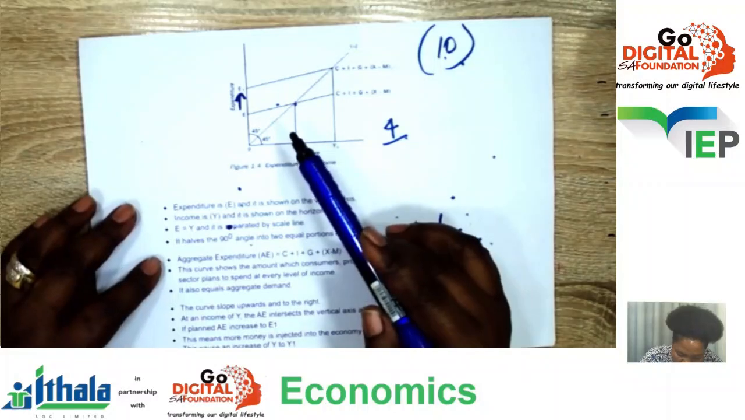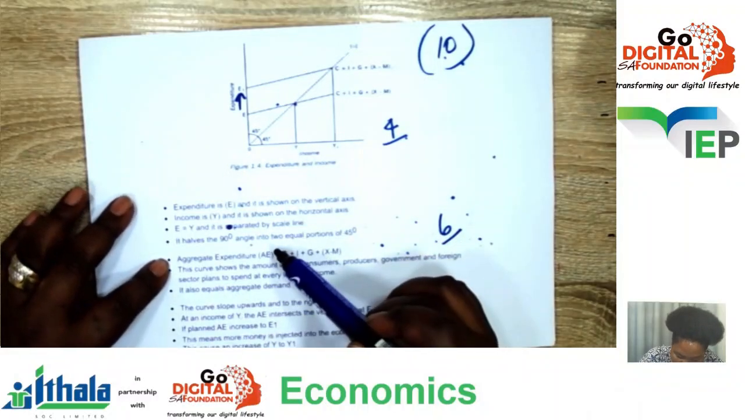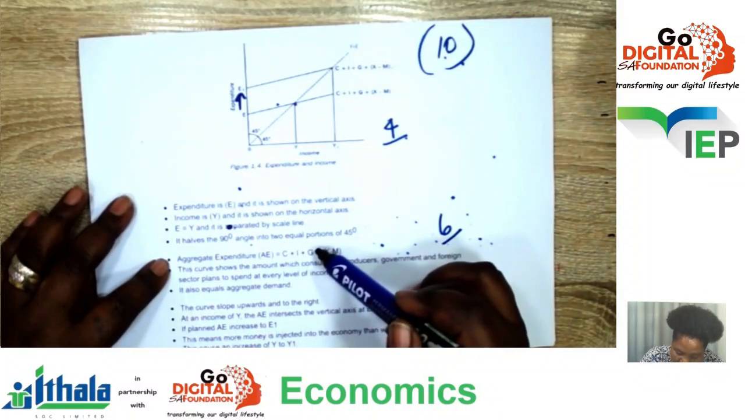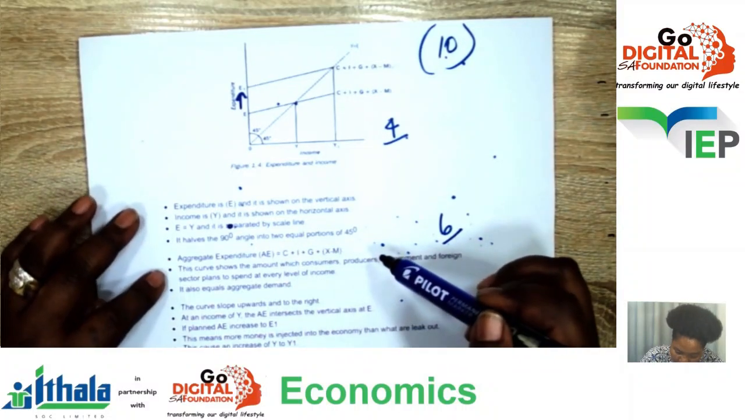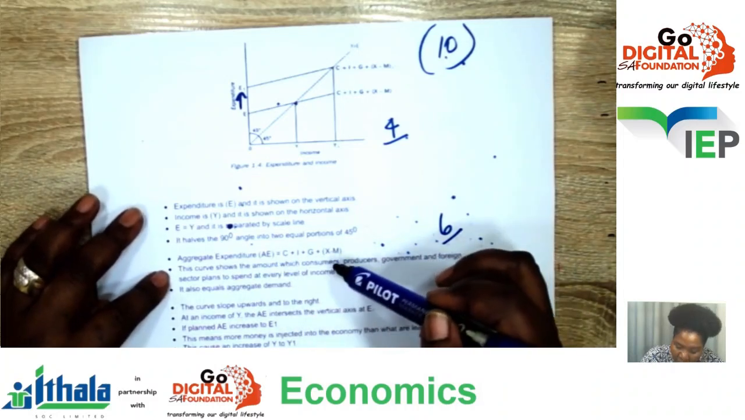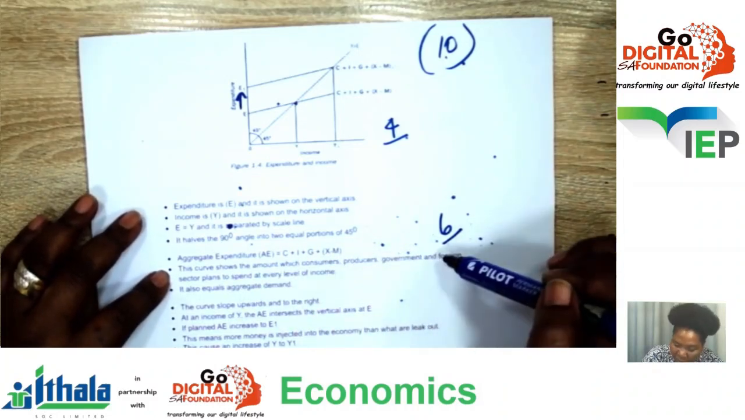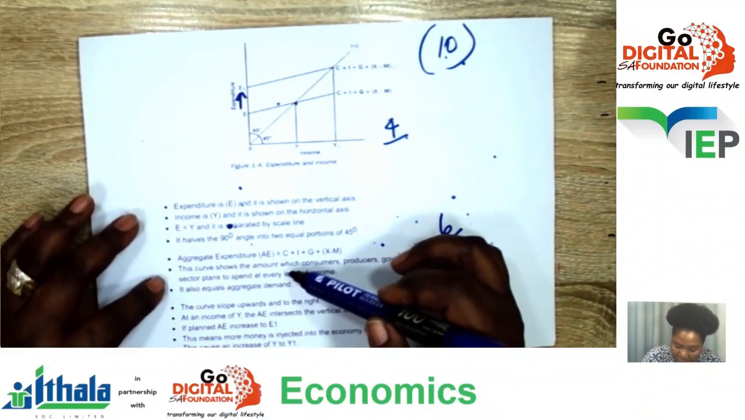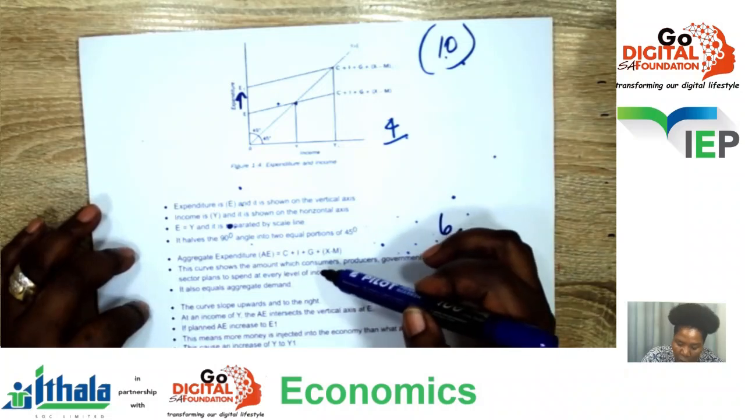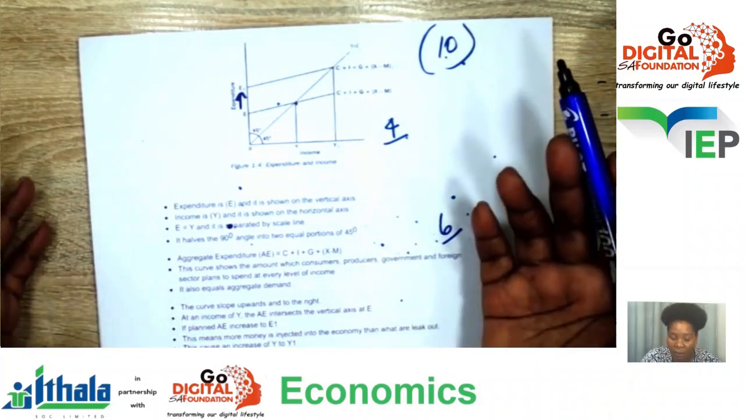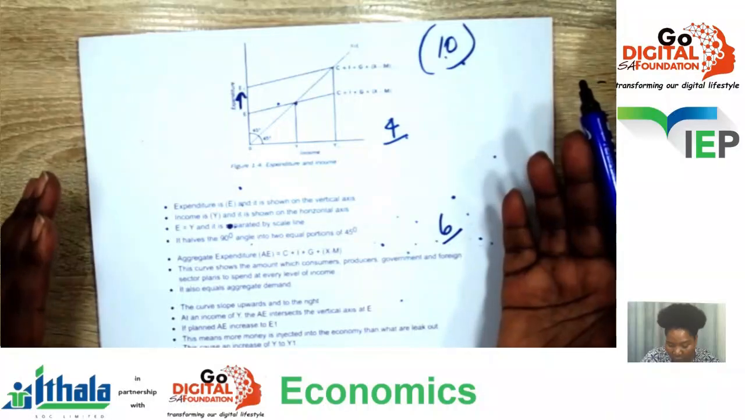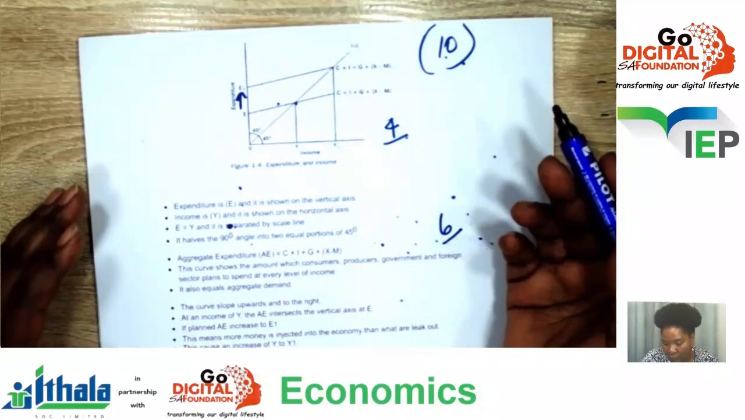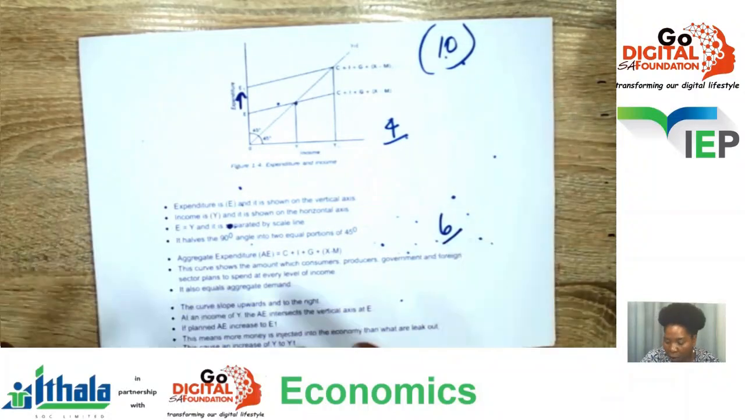And when you look at that, the aggregate expenditure, AE, is C plus I plus G plus X minus Z. This curve shows the amount which consumers, producers, government and foreign sectors spend or plan to spend at every level of income. It also equals aggregate demand. Aggregate spending is equal to aggregate demand. Remember, in economics, we're talking about equilibrium.